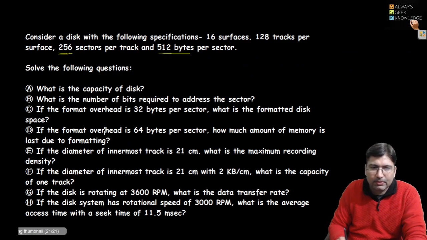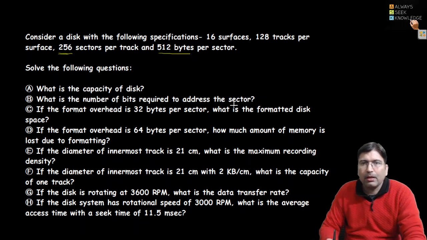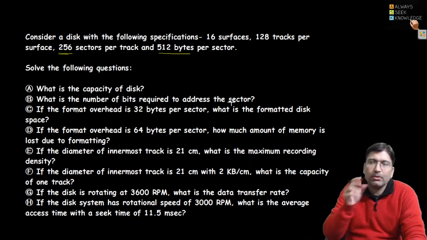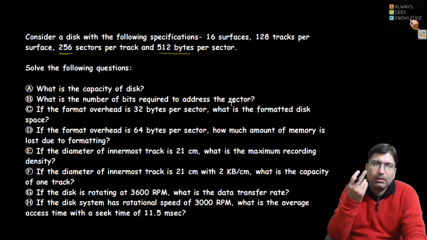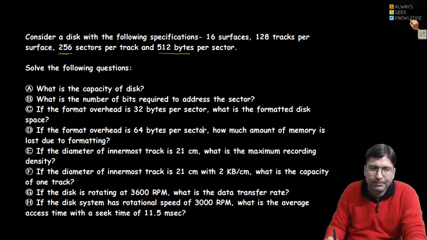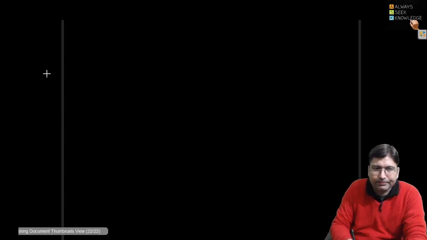Now let's look at the next one. The next is, what is the number of bits required to address the sector? So in order to find out the number of bits to allocate the number to each and every sector, we need to find out the total number of sectors. Then we convert the total number of sectors into a power of 2, and we can take the log base 2, and whatever the value comes, we can say these many bits are required to represent it. So let's look at the B part.